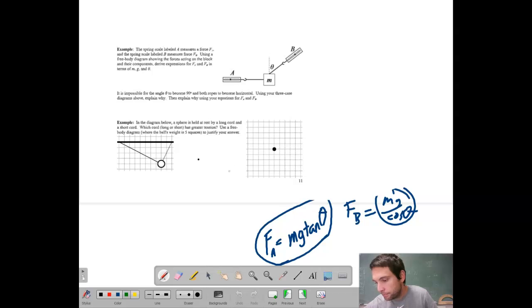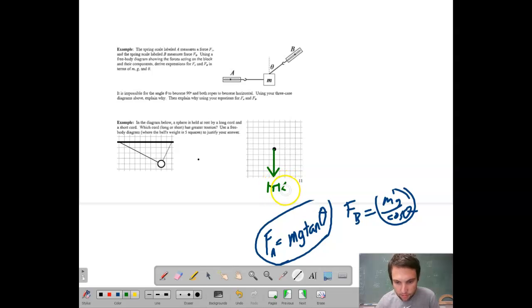For the next piece here, in the diagram below, a sphere is held at rest by a long cord and a short cord. Which cord has a greater tension? Use a free body diagram where the ball's weight is 5 squares to justify your answers. Gladly, because I love a good free body diagram. 1, 2, 3, 4, 5. Why do I love them? They're easy. They're free. 3 points.